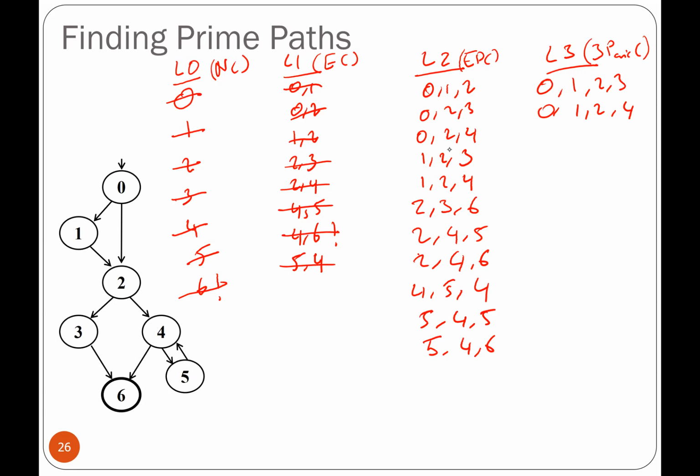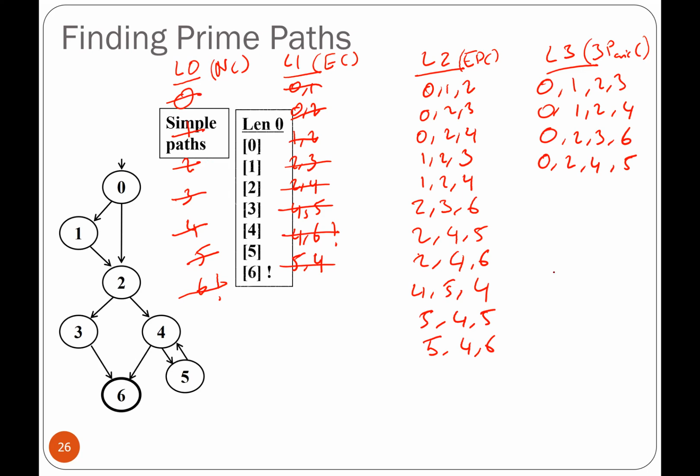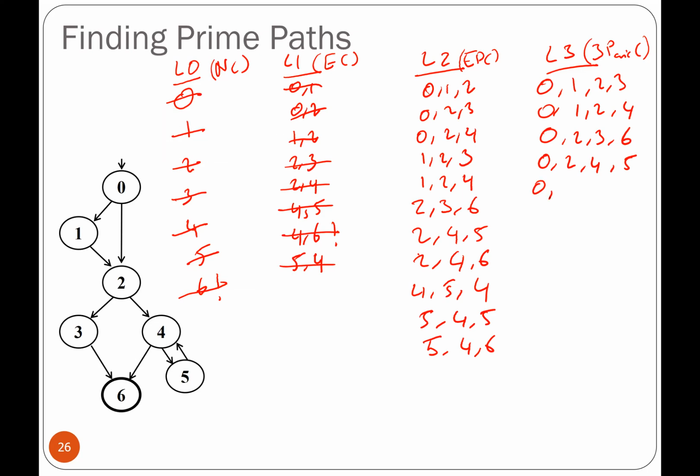Are we done with the zeros? No. We got 0, 2, 4, 5. Next. And we missed one, huh? I missed one. 0, okay. 0, 2, 3, 6. Faye is saying 0, 2, 4, 5. And then 0, 2, 4, 6. And then what else?